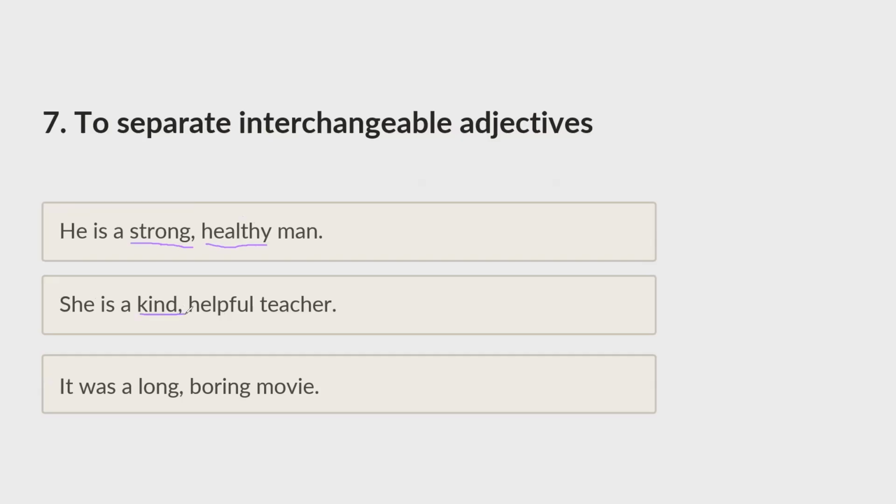So when we have two adjectives that we can use in each other's places, the use of the comma is to separate two interchangeable adjectives. It was a long, boring movie. I can also say it was a boring, long movie.